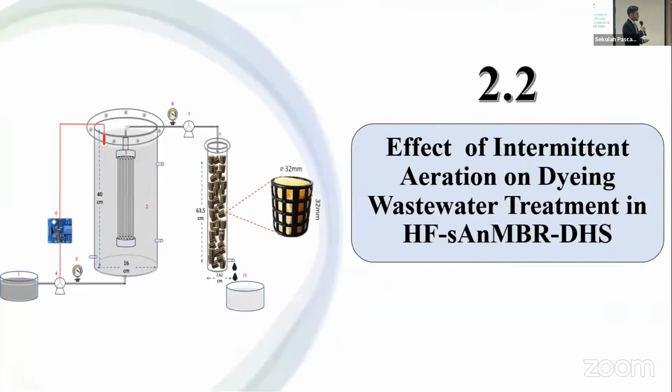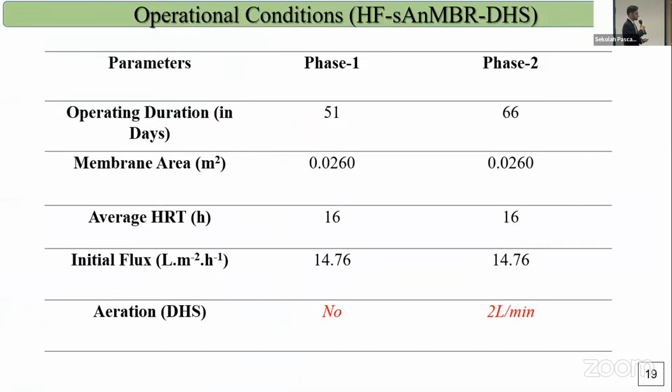Second, we also check the effect of intermittent aeration on dyeing wastewater pollutant removal in our integrated anaerobic aerobic system. The operational conditions are as follows. The study was done in two phases. The only difference between phase 1 and phase 2 is the influence of aeration. In phase 1, no aeration was given, and in phase 2, we gave intermittent aeration in our DHS column only.